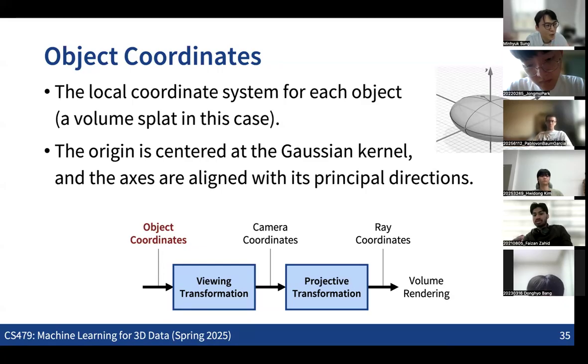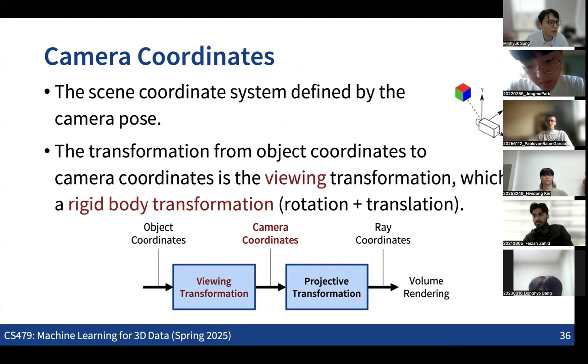Once we define the object coordinate system for each Gaussian splat, we can also define a scene coordinate system based on the camera parameters. Once we define the extrinsic parameters of the camera, we can define the camera coordinate system. The transformation from the object coordinates to the camera coordinates can be defined with a rotation and a translation. We call this the viewing transformation, defined based on the rotation and the translation.